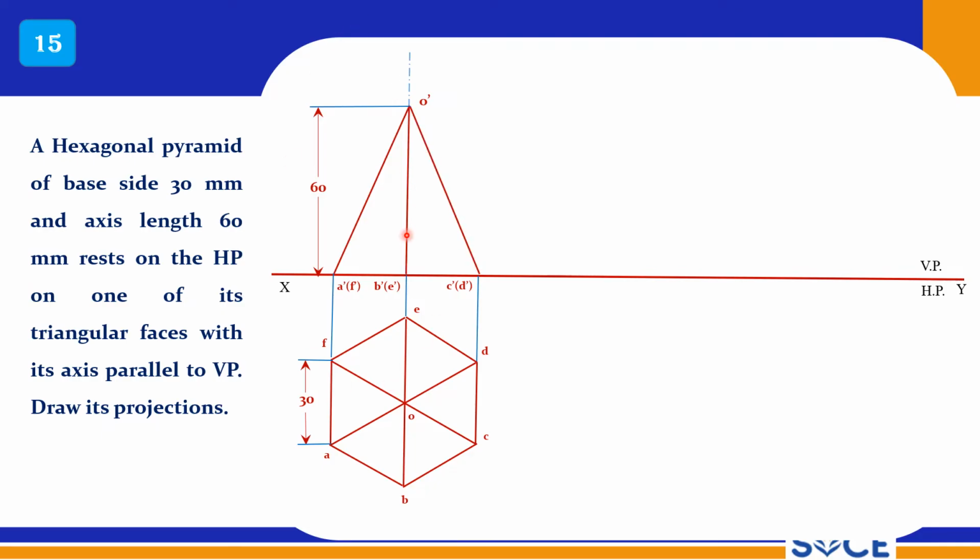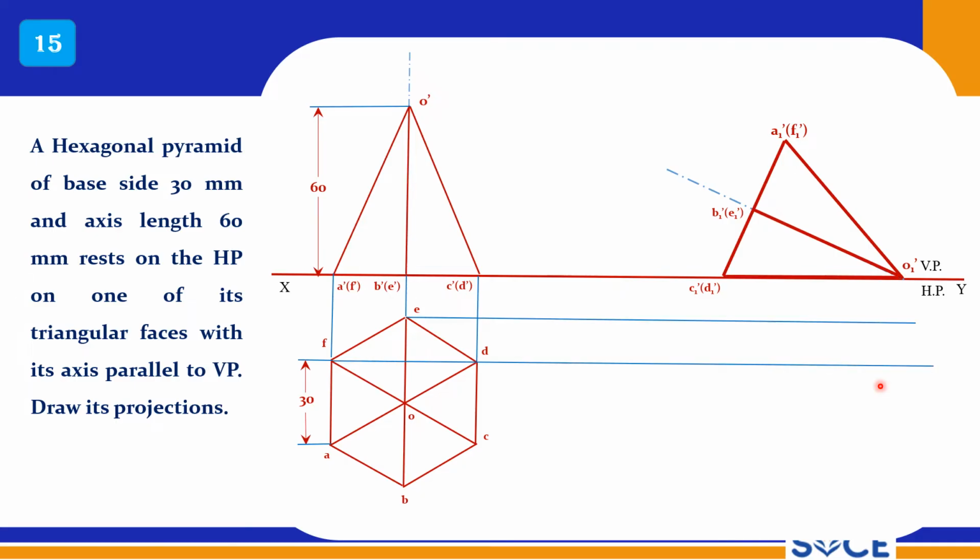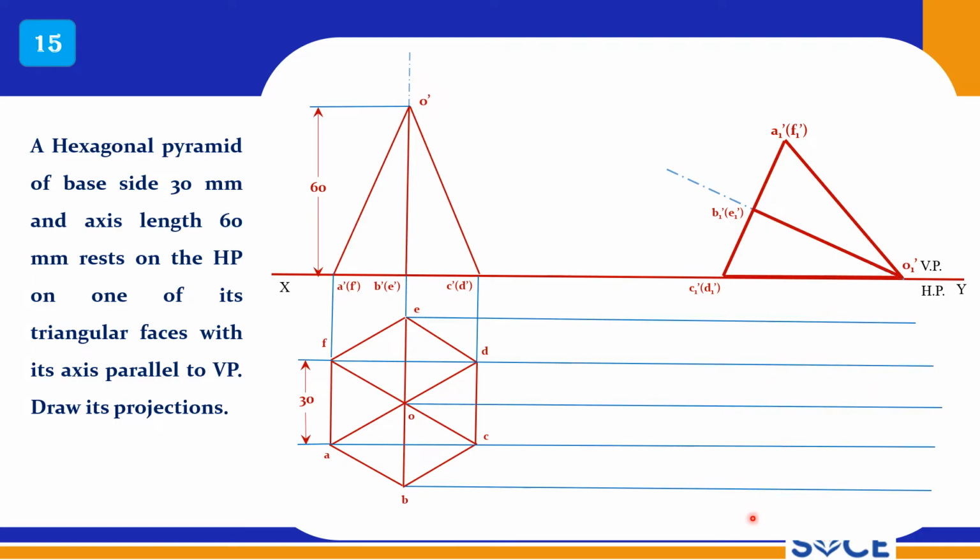Now this is the simple front view and simple top view. Now it is resting on ODC, so on this slant face it is supposed to rest. So now you reproduce this in such a way that it is lying on OCD, so this line should be on the XY reference line. Reproduce that, and the corresponding top view can be projected from the simple top view and tilted front view. So this is C1 and B1, A1, F1, E1 and D1. So this is O1.